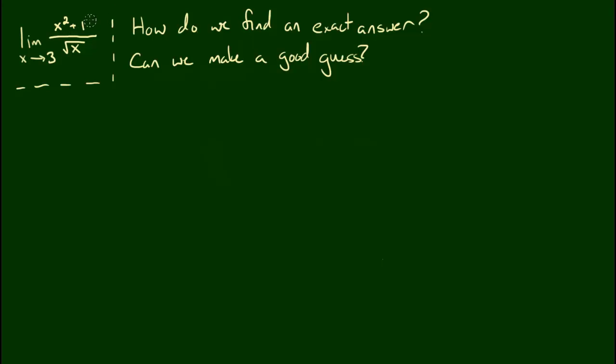We've got the limit of x squared plus 1 all over the square root of x as x approaches 3. Now we want to know where this function is going to go, where the y values of this function go as the x values approach 3.